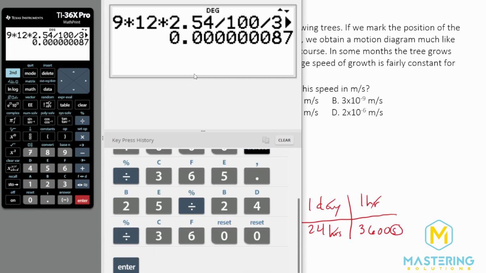So that gives us 7 zeros. And so we can put that into scientific notation by moving the decimal place, 1, 2, 3, 4, 5, 6, 7, 8. So 8.7 times 10 to the negative 8 meters per second.